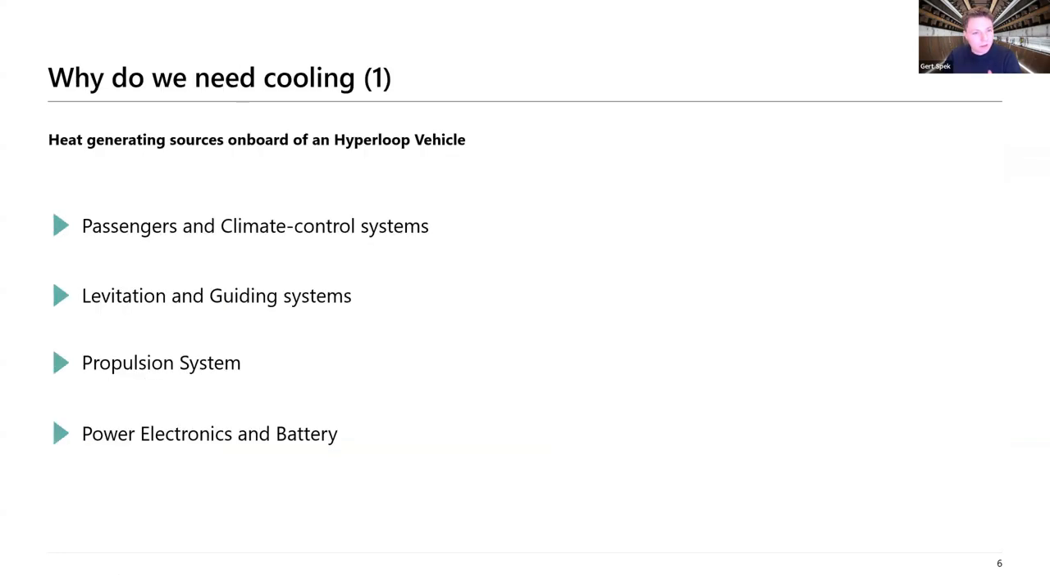Yeah. So why do we need cooling in the first place? Looking at the different heat sources that we have in a Hyperloop vehicle, I think as Manuel mentioned, we have the passengers and climate control systems, which I took as one of the elements, then the levitation and guidance systems, which contribute to a significant part of the heat as well. Then we have the propulsion systems and the power electronics and battery.